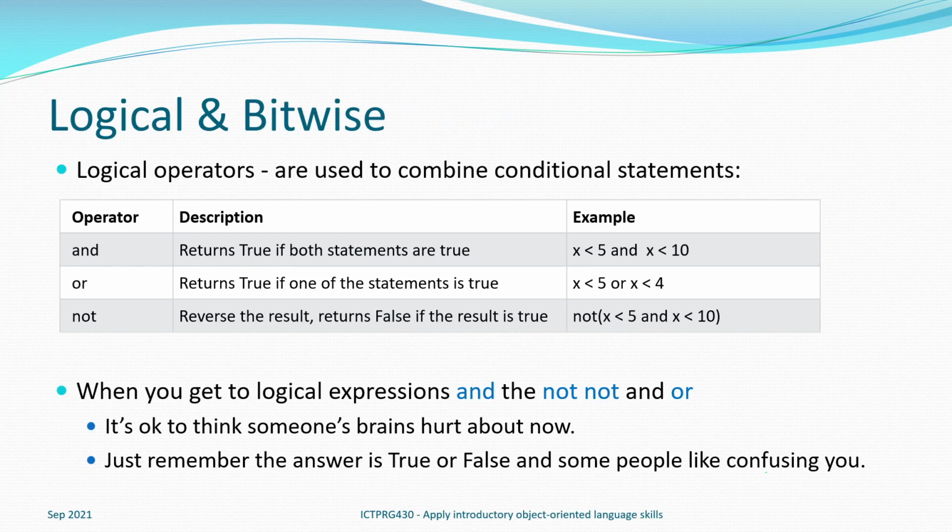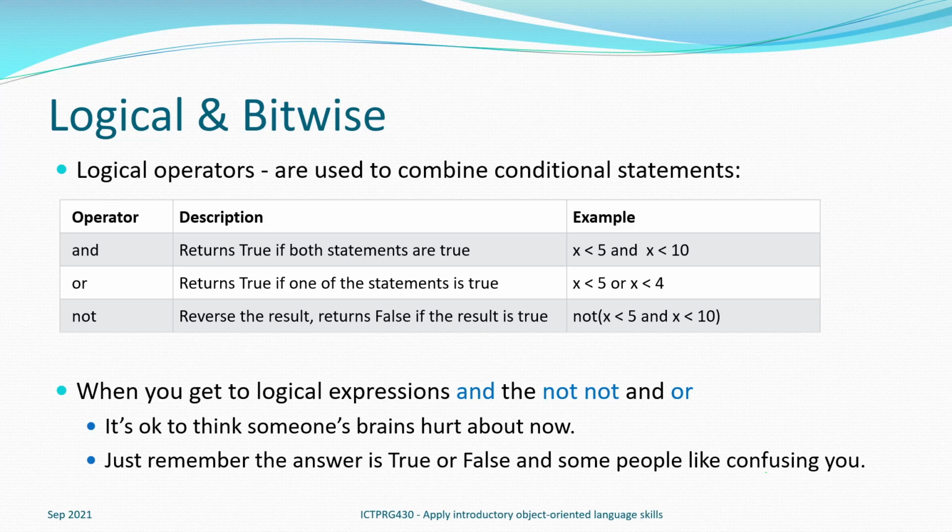So logical operators: and, or, not. An and will return true if both statements are valid. Example, x is less than 5 and less than 10. One's lower than the other, so there we go. Or is if one or the other evaluation returns true, then the result will be true.